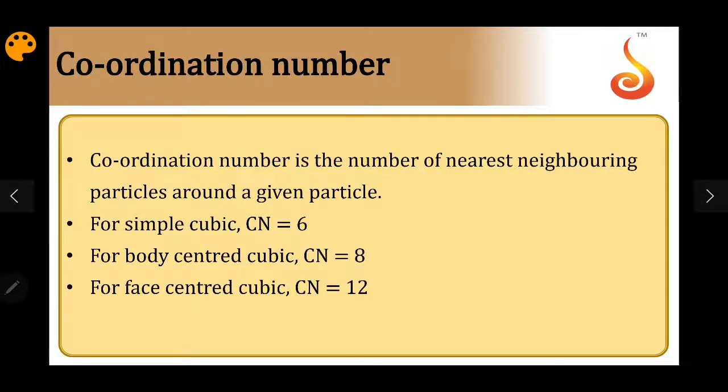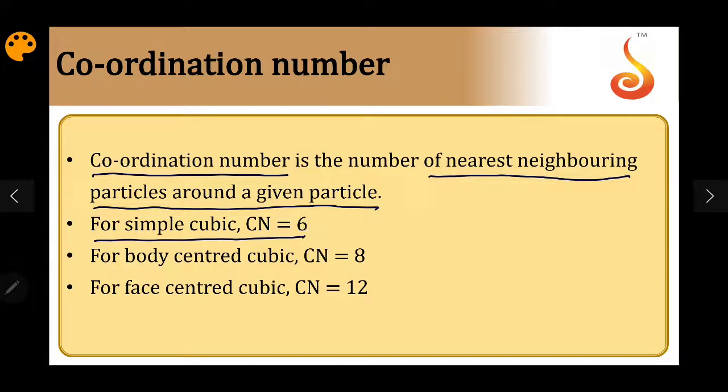Coordination number. The coordination number of a crystal is the number of nearest neighboring particles around a given particle. For simple cubic it is going to be 6, for body centered cubic it is going to be 8, and for face centered or cubic close packing it will be equal to 12.